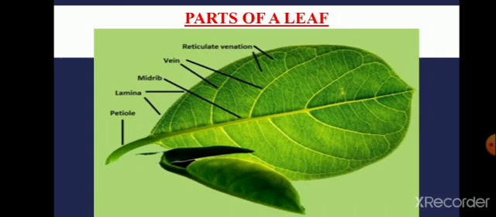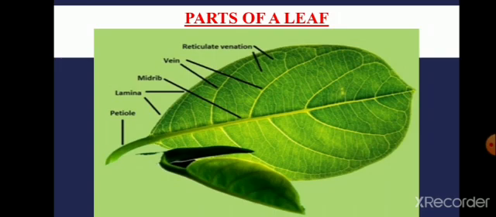The leaf arises from the leaf base. A leaf is made up of many parts: petiole, lamina, veins, and midrib also.